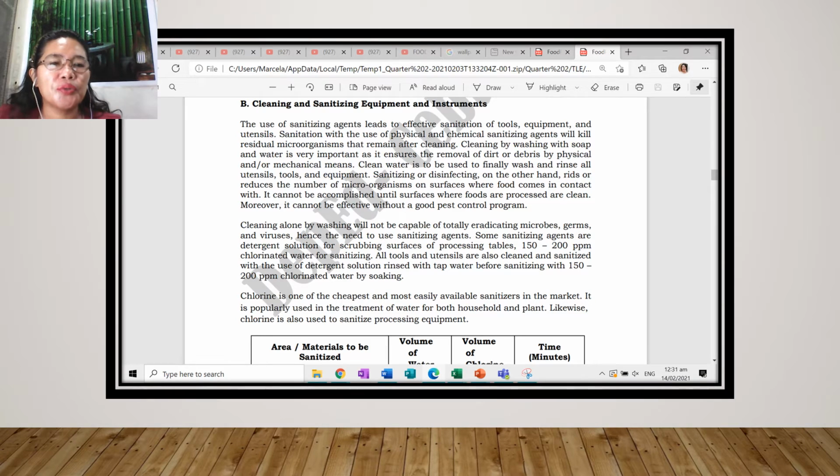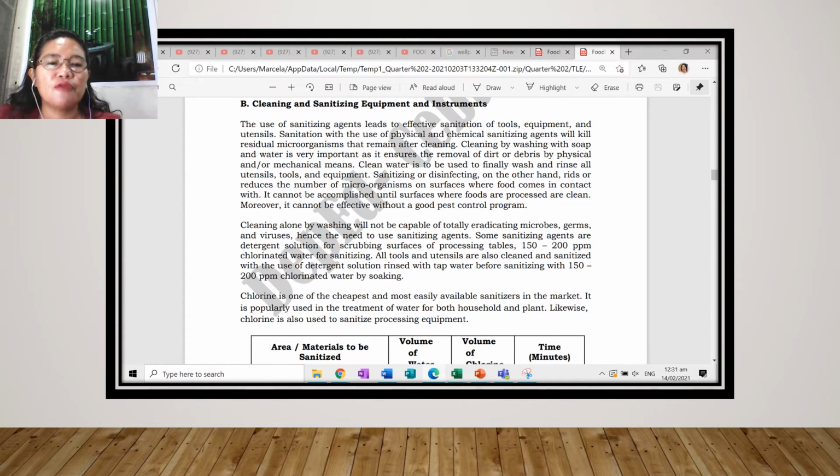Okay, so chlorine is one of the cheapest and most easily available sanitizers in the market. It is popularly used in the treatment of water for both households and plants. Likewise, chlorine is also used to sanitize processing equipment.